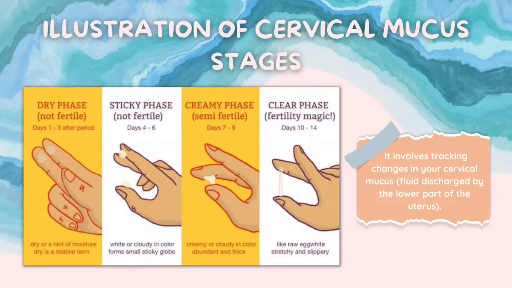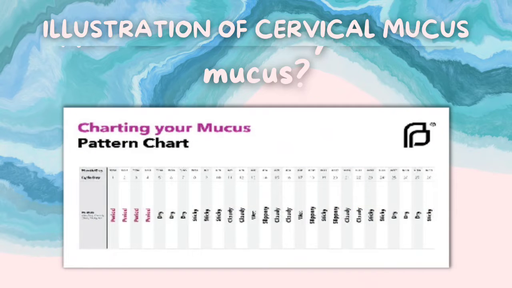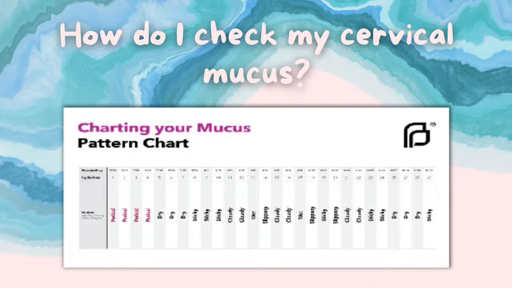The third is the creamy phase. This creamy phase is semi-fertile. Days 7 to 9, creamy or cloudy, thick. Clear phase, fertility magic. Days 10 to 14, stretchy and slippery. How do I check my cervical mucus? This chart is reminding you how you check your cervical mucus.